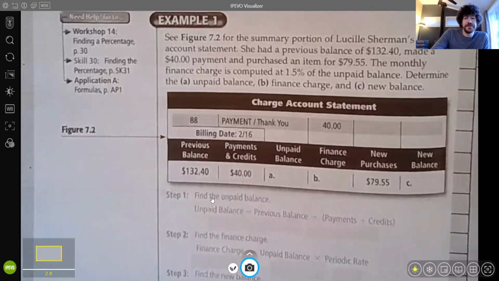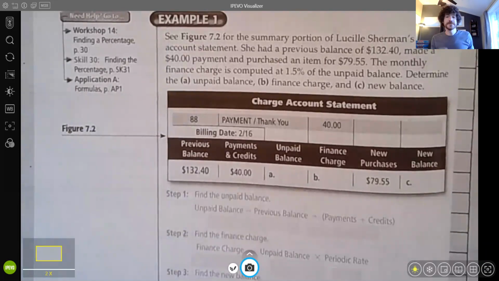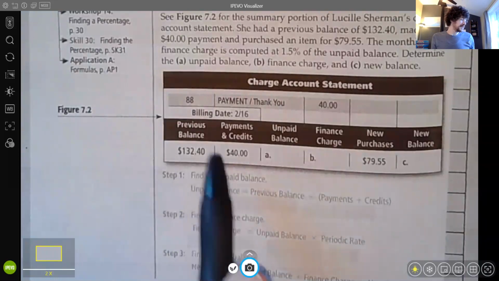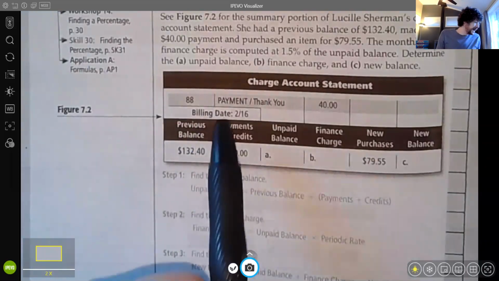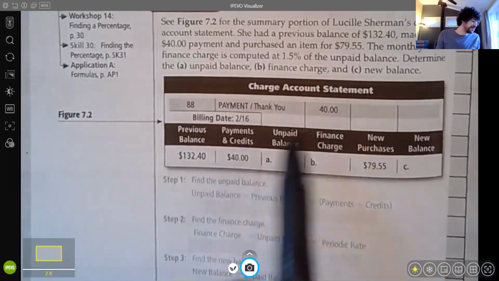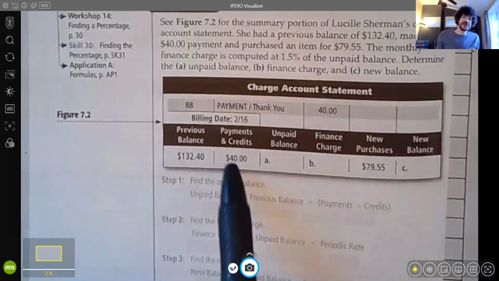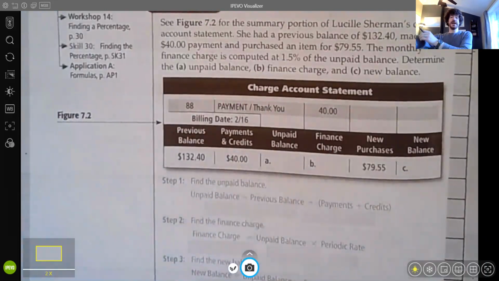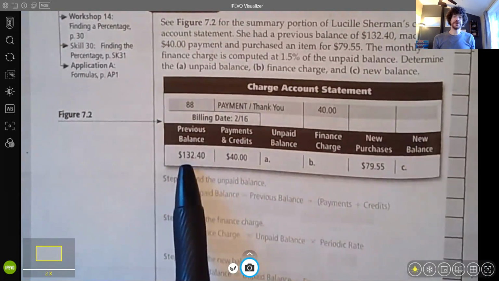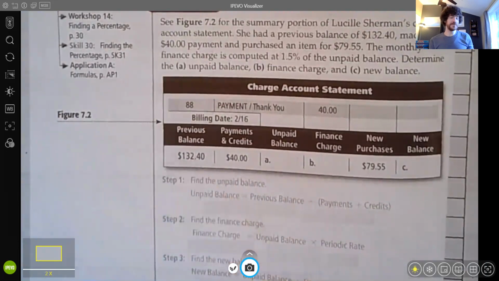So let's go ahead and start working through it. We have our billing date of December 16th. And it looks like there was a payment made previously right there of $40. So those are your payments and credits right here. This number matches with that one. Any payments and credits, those are combined, get subtracted from the previous balance in order to get to the unpaid balance.